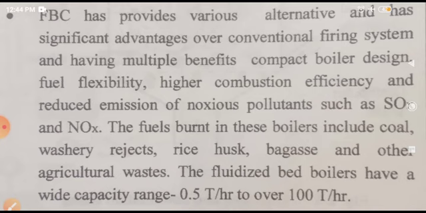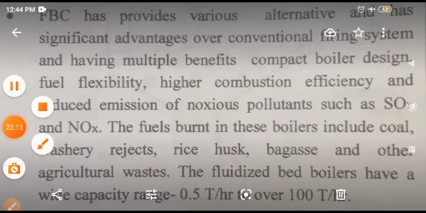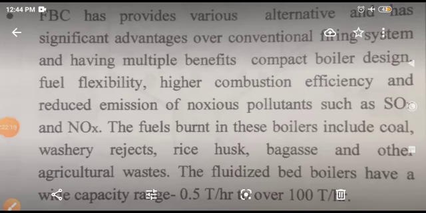The fluidized bed boilers have a wide capacity range, from 0.5 ton per hour to over 100 tons per hour. Now, in the next lecture, we will study what types of fluidized bed combustors, various arrangements in FBCs, atmospheric circulating bed combustor, then pressurized fluid bed combustor, control system of FBC and its advantages and disadvantages.